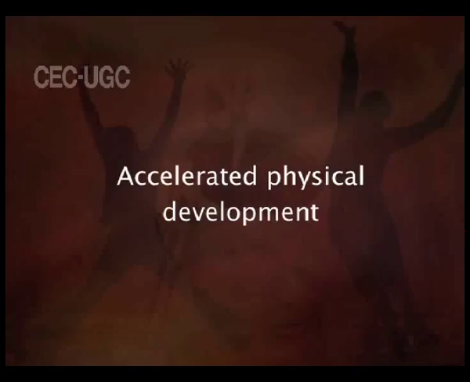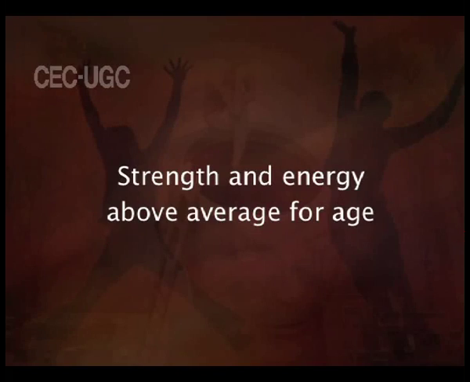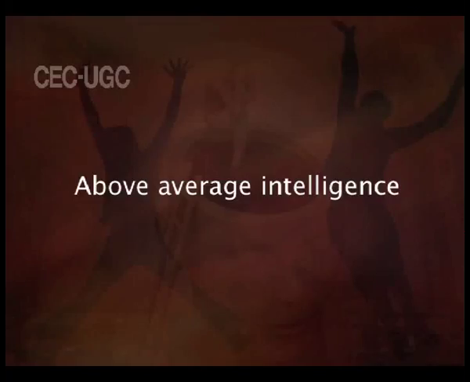There are a number of factors that aid the mastery of developmental tasks. We'll now discuss them. First, we have accelerated physical development. Faster development of physical ability than normal allows the child to engage in more advanced tasks. Second is strength and energy above average for age. Having higher level of strength and energy compared to children of the same age will be useful to undertake a wider range of activities. The third factor relates to above average intelligence.